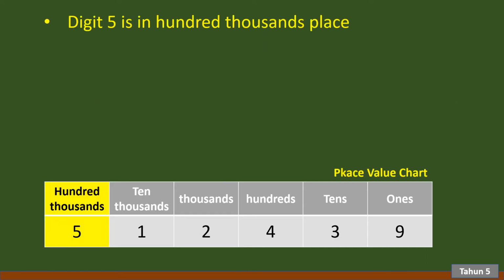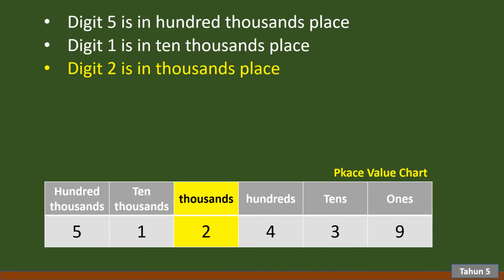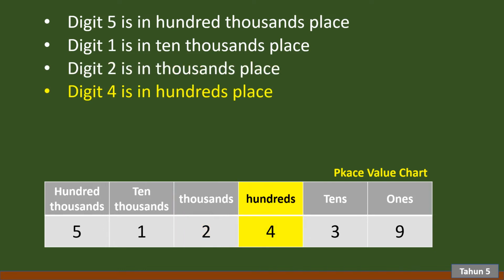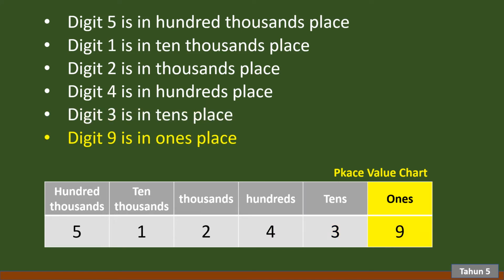Digit 5 is in 100,000s place. Digit 1 is in 10,000s place. Digit 2 is in thousands place. Digit 4 is in hundreds place. Digit 3 is in tens place. And digit 9 is in ones place.